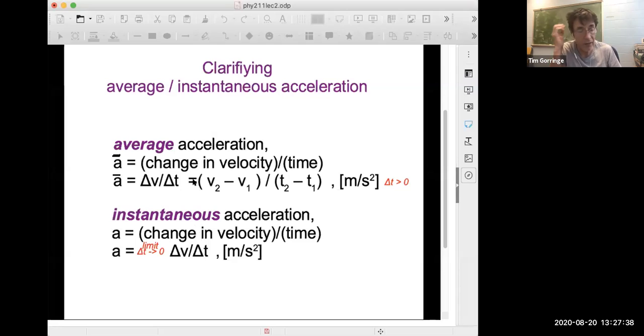Let me make a little clarification about acceleration that is very similar to the clarification that I made about speed and velocity. When we talk about acceleration, like when we talk about speed and velocity, we sometimes talk about average acceleration, sometimes instantaneous acceleration. The average acceleration is over some finite period of time. The instantaneous acceleration is where we think of that time interval as shrinking to nothing. It's the acceleration at that moment as compared to the average acceleration over a longer period of time.